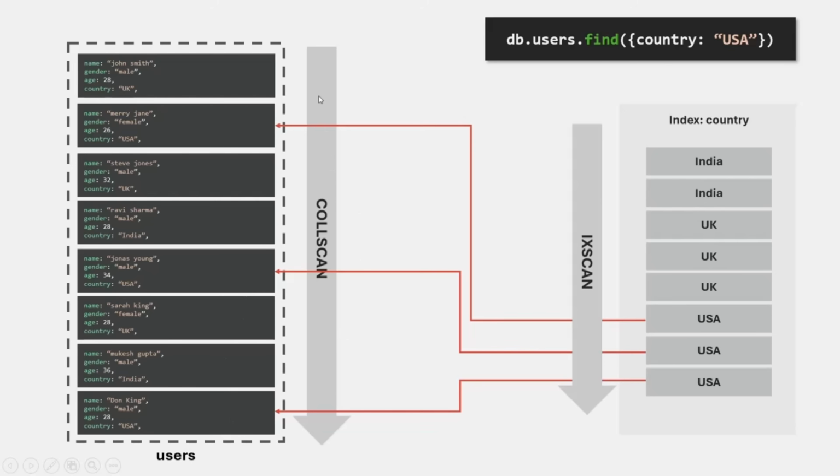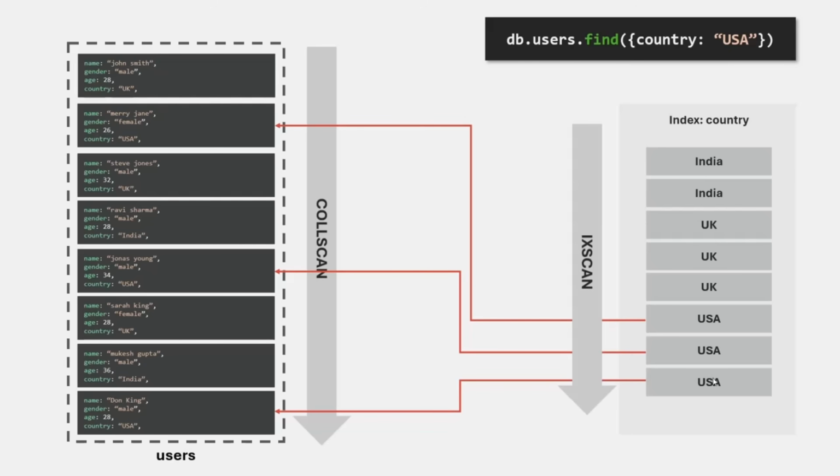So here it is not doing a complete collection scan. Instead, it is doing an index scan, and it is fetching only those documents from the collection for which we have a pointer. And in this way, indexes can speed up our queries, because now MongoDB does not have to do a complete collection scan. It will go to the index, fetch only those documents which match the filter criteria, and return them to the client.